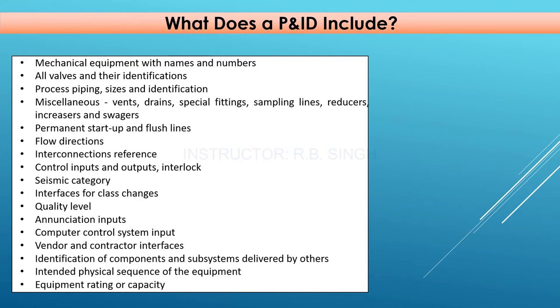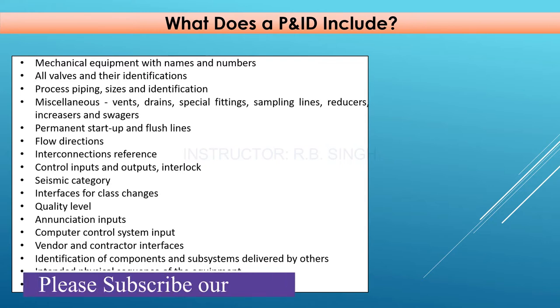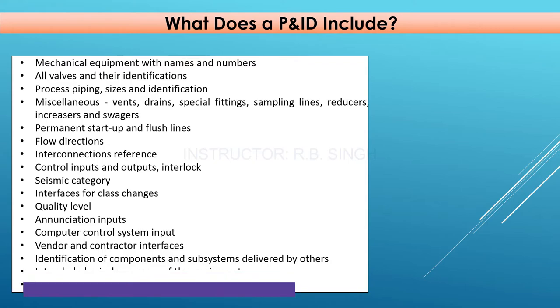Intended physical sequence of equipment, rating or capacity, as I mentioned to you earlier in mechanical equipment. So there could be many types of equipment, like mechanical equipment, process equipment, heaters, all those things will be there. So we can get details about that in the P&ID.